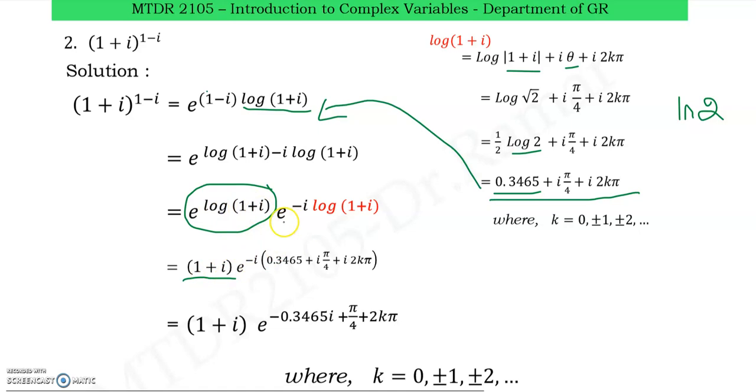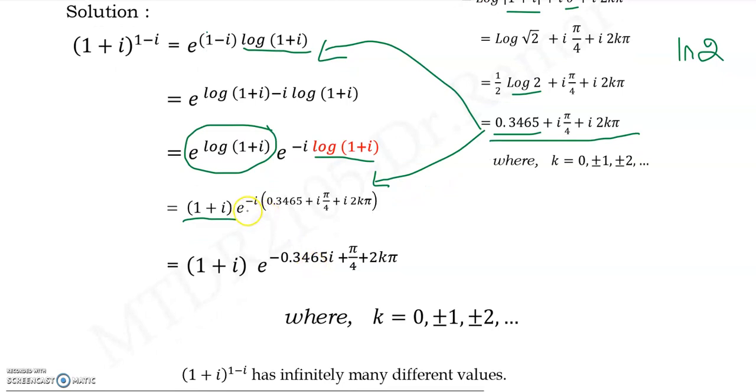Now in the second term you can substitute this value. So e to the power minus i multiplied by this value. You multiply minus i inside, so e to the power minus 0.3465 i, multiplied by minus i, and minus i times i, that is minus i squared, that is plus 1.